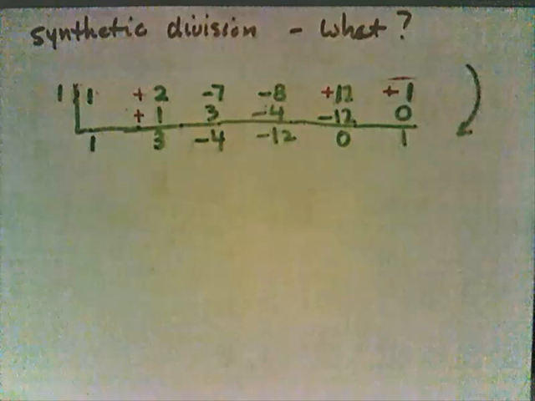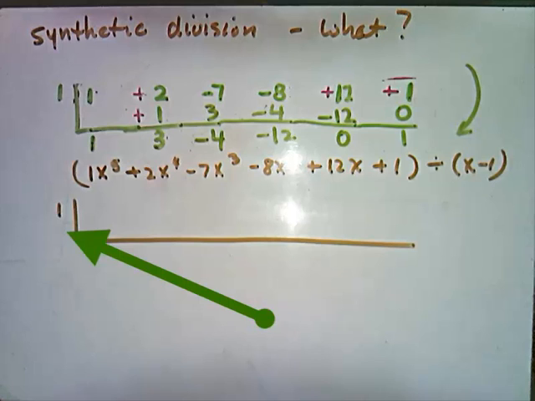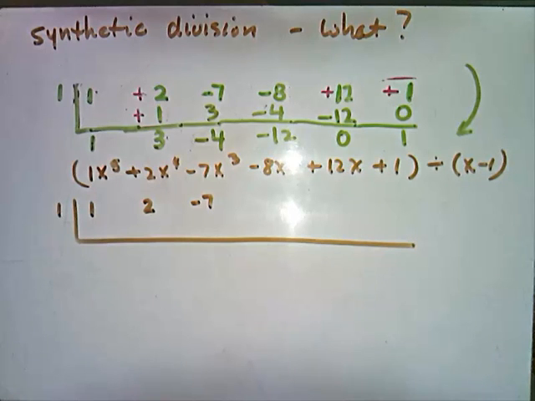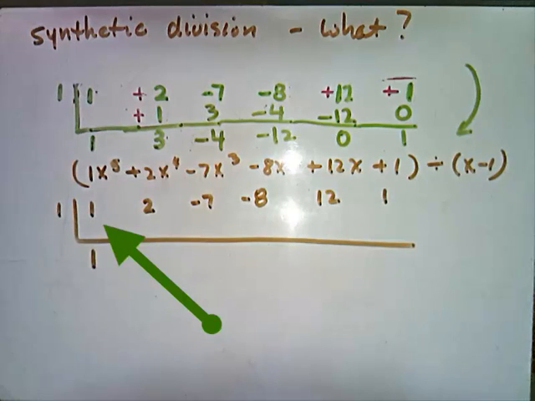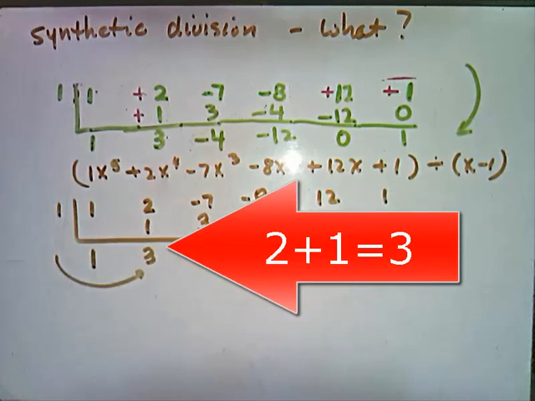So here I will just go over it again and show you the steps. Here is my original fifth-degree polynomial divided by x minus 1. I write down the 1 from the x minus 1 division bracket, write down the coefficients 1, 2, negative 7, negative 8, 12, and 1. I drop the leading coefficient below the line. Next, I multiply the divisor by this coefficient. I add the 2 plus 1 to get 3.